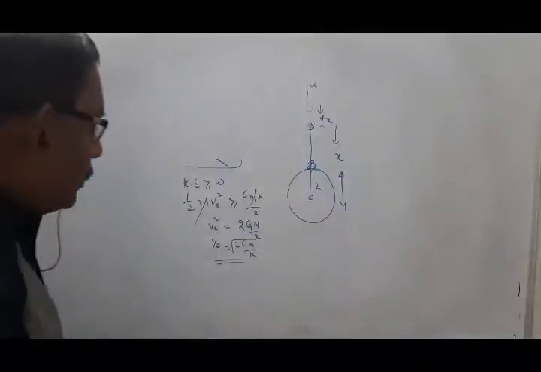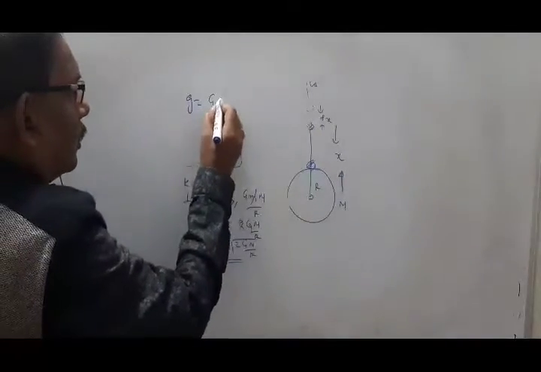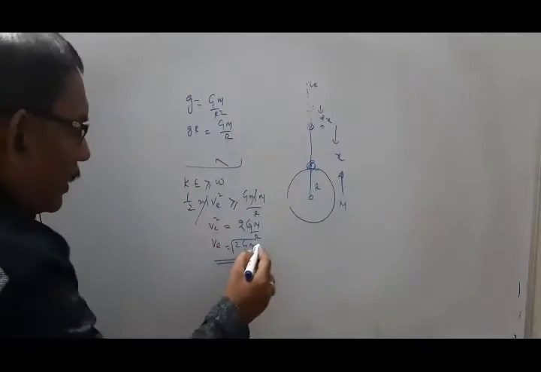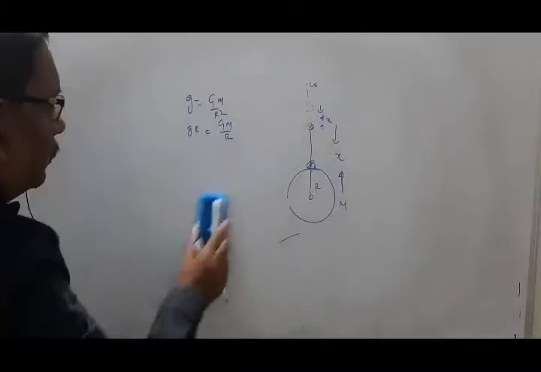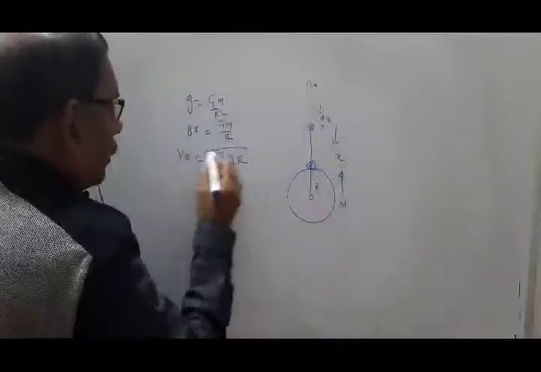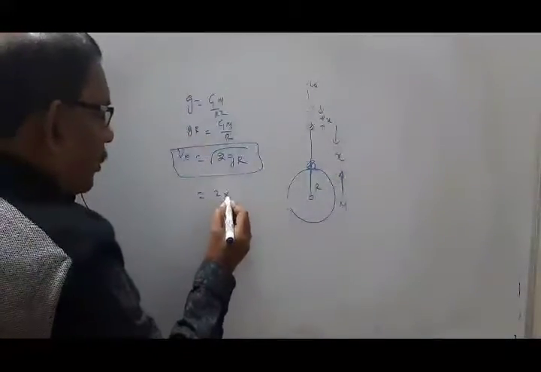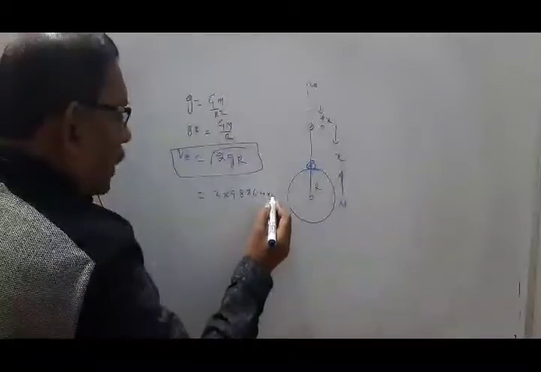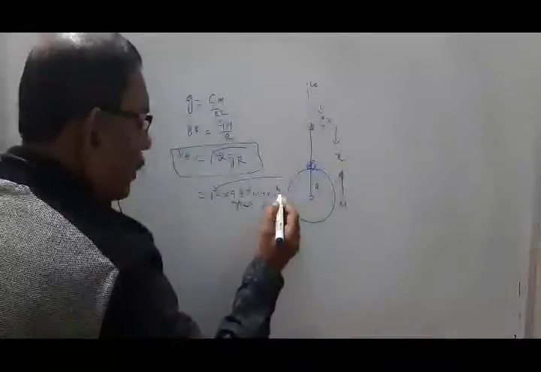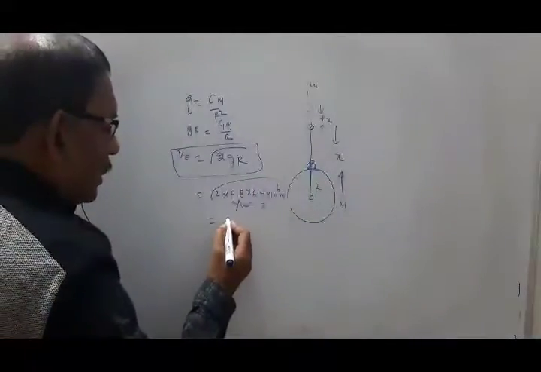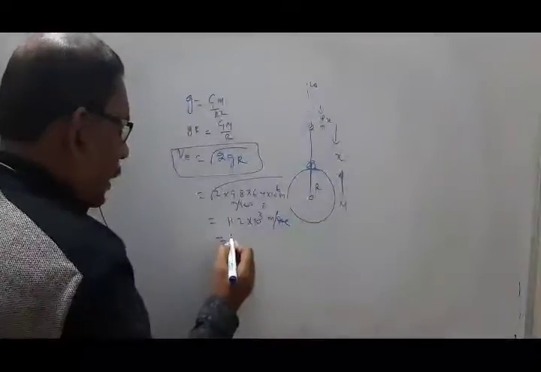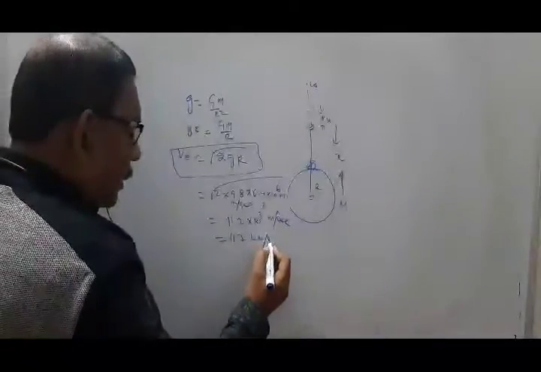But you know that g is equal to GM by r square, so gr equals GM by r. We will modify this equation now. v e equals the square root of 2gr. Putting in the values 9.8 and 6.4 times 10 to the power 6 meters, we get 11.2 times 10 to the power 3 meters per second, that is 11.2 kilometers per second.